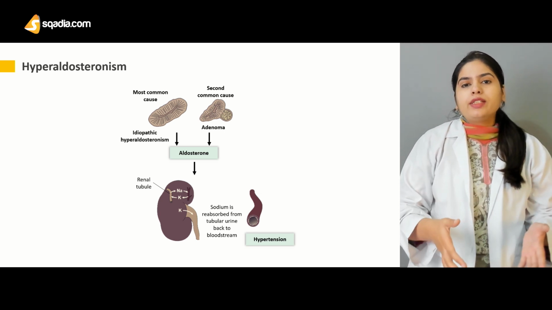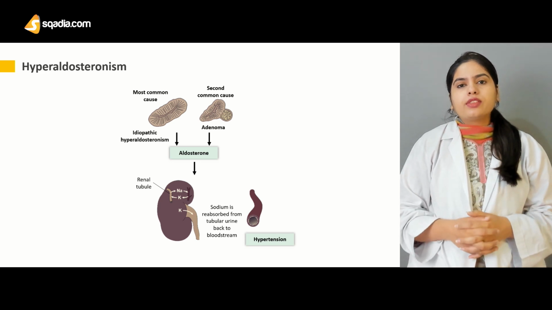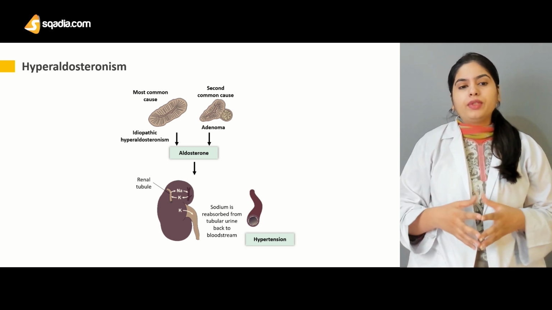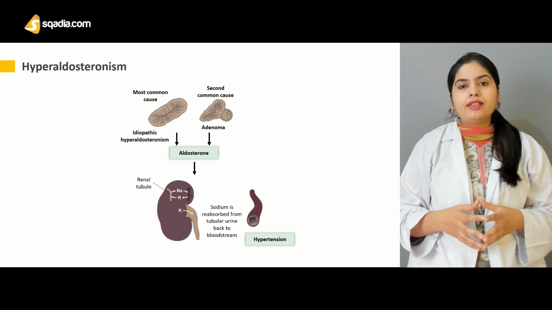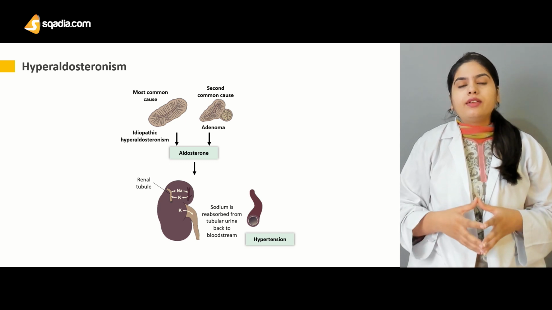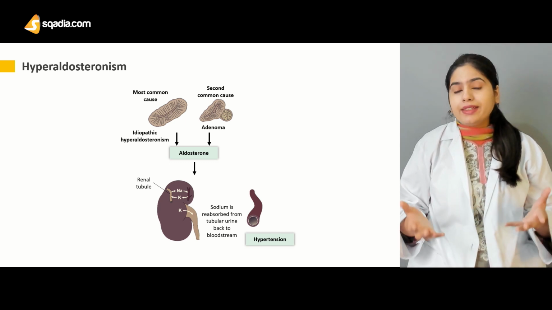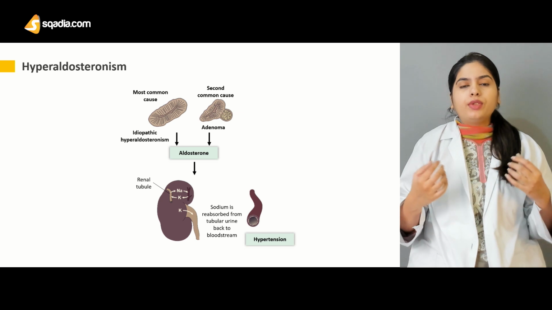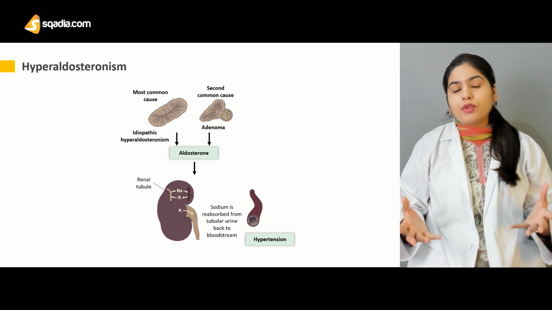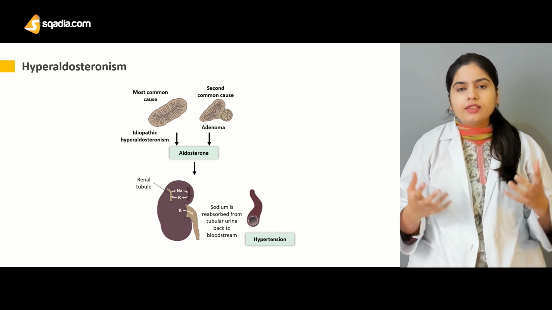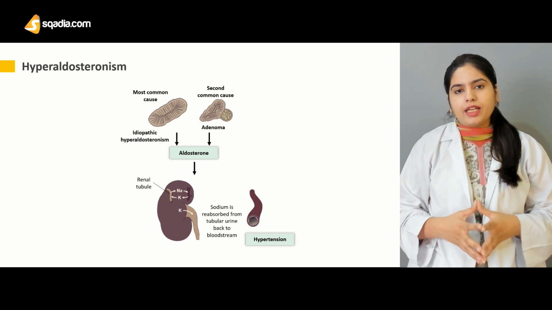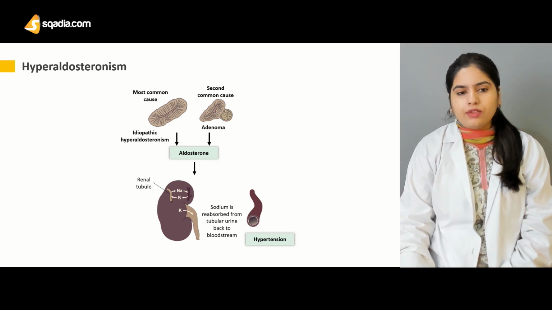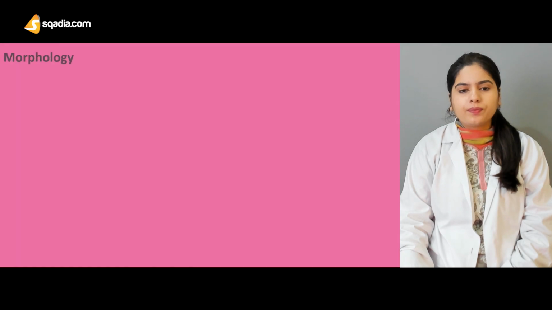Then there is another type of hyperaldosteronism that is known as secondary hyperaldosteronism. The idiopathic one is the primary hyperaldosteronism, and secondary hyperaldosteronism means that there is some renal disease. There is some kidney disease that is leading to the high level of aldosterone, and that is leading to kidney hypoperfusion and other symptoms, so hypovolemia can be because of this secondary hyperaldosteronism.